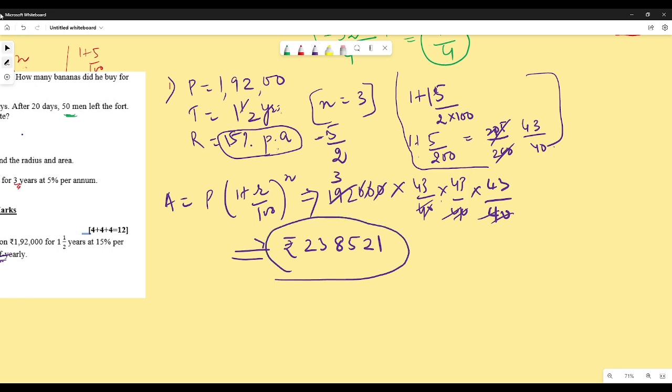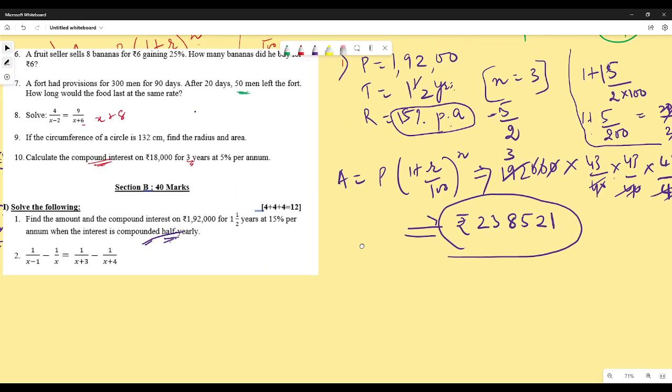And what were you supposed to find out over here? Find the amount and the compound interest. So you know the amount. If you know the amount, you can easily find out the compound interest, because you know interest is equal to amount minus principal. I don't know what is wrong with this pen.